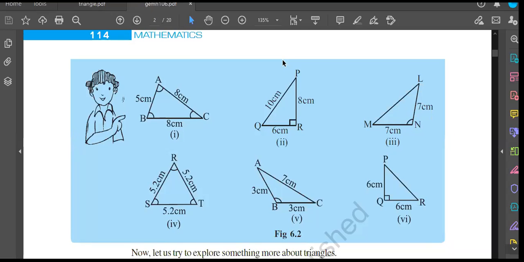Now this was according to what? Angles. Now according to sides, tell me how many of them are scalene, how many of them are isosceles, and how many of them are equilateral triangle. Tell me, depending on sides.